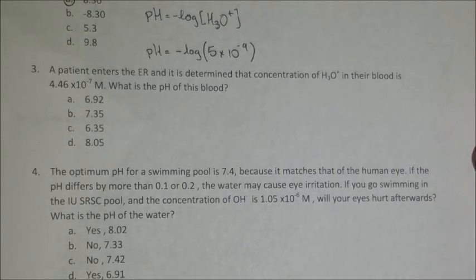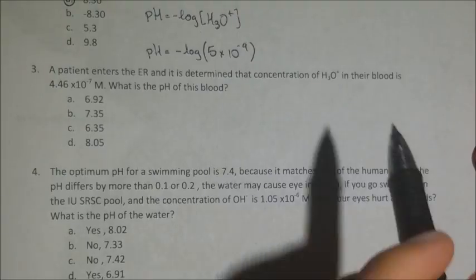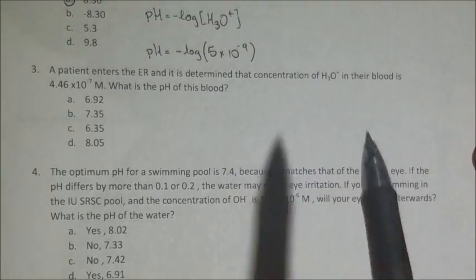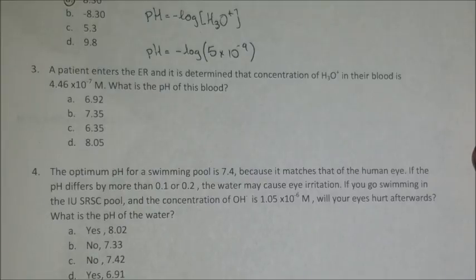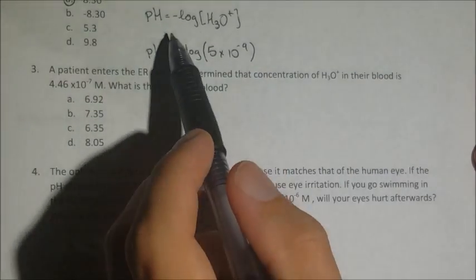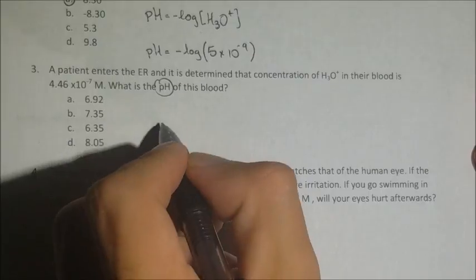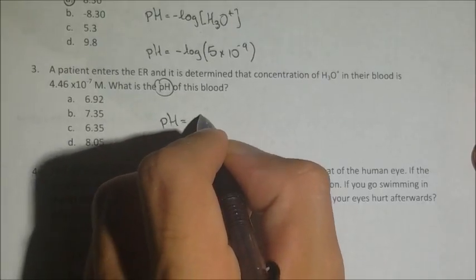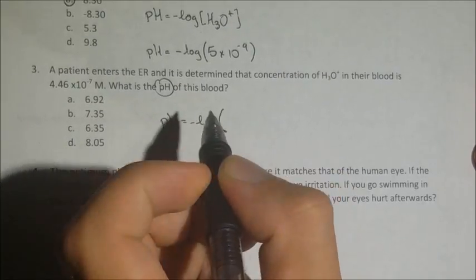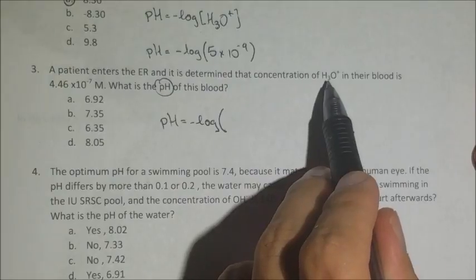A patient enters the ER, and it is determined that the concentration of H3O plus, the hydronium, in their blood is 4.46 times 10 to the negative 7th molar. What is the pH of their blood? So once again here we're finding the pH, so we can just use this equation that we used in number two, where pH is the negative log of the hydronium concentration.